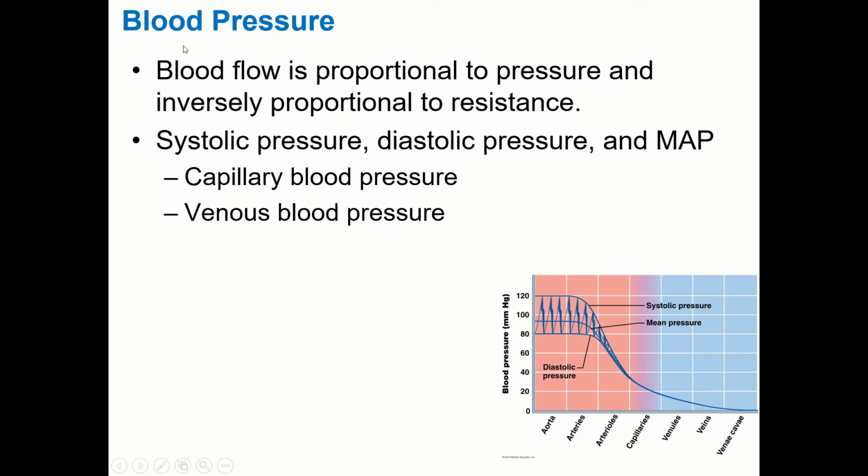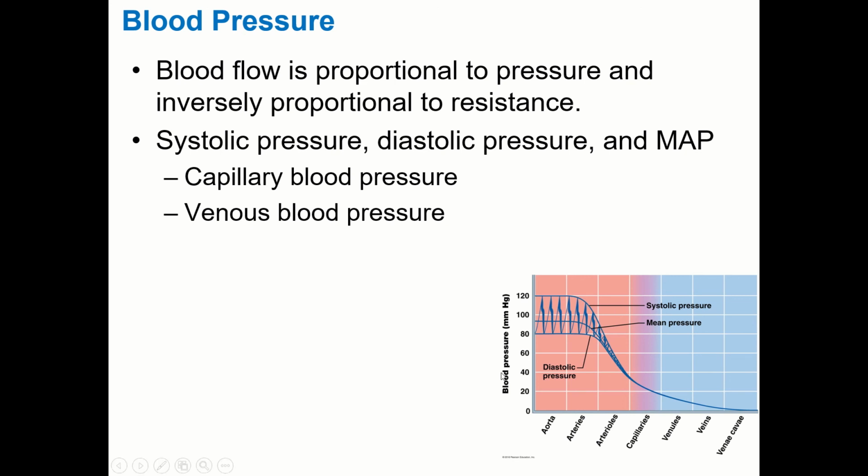So other things on there. Obviously blood flow is proportional to the pressure. So the harder you push, the more blood flow you get, and inversely proportional to the resistance. So the more resistance you have, the less blood flow you get, right? So we talked about systolic pressure, diastolic pressure. MAP stands for mean arterial pressure. Remember that a mean is an average. And mean arterial pressure is not a straight up average of the two numbers. So if we've got our systolic pressure at 120, diastolic pressure at 80, you would think your mean arterial pressure would be 100, right? It's the midpoint between the two.